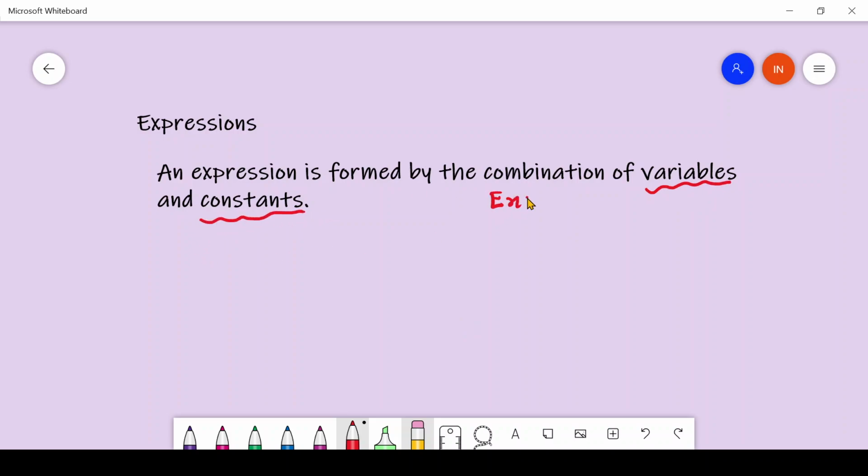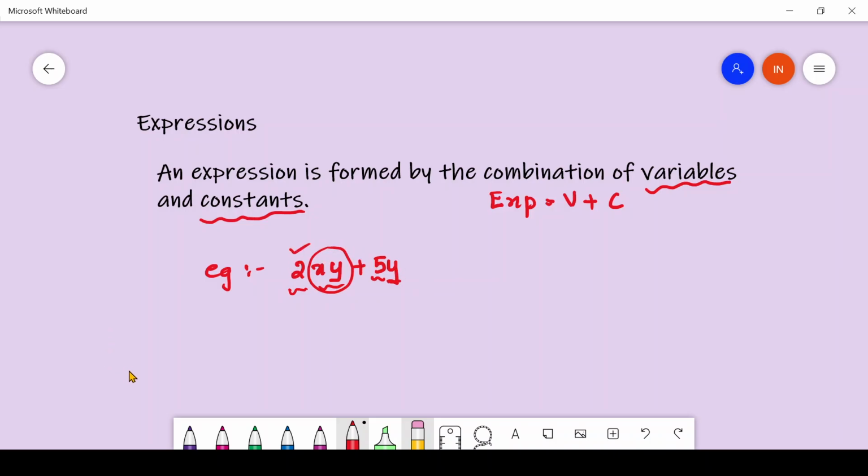So we can say that an expression is equal to the variable and constant, right? Let us see an example for this. 2xy plus 5y. There are constants as well as variables, right? So it is a combination of both the variables and the constants.